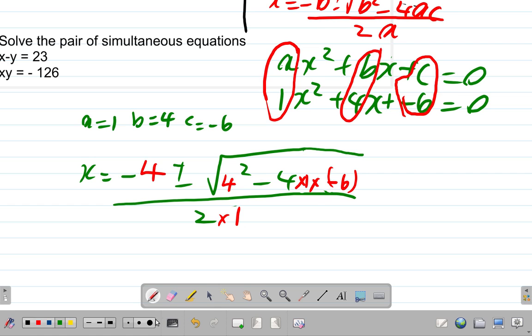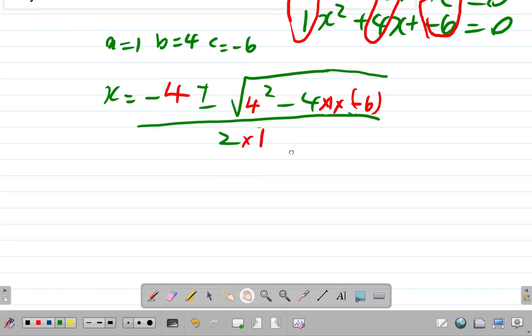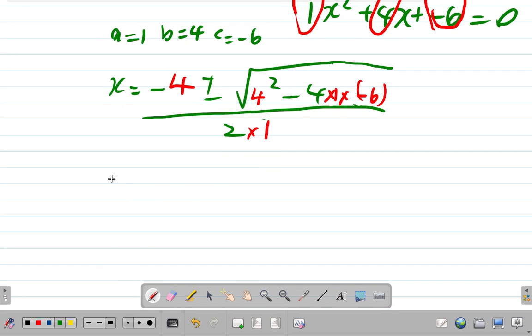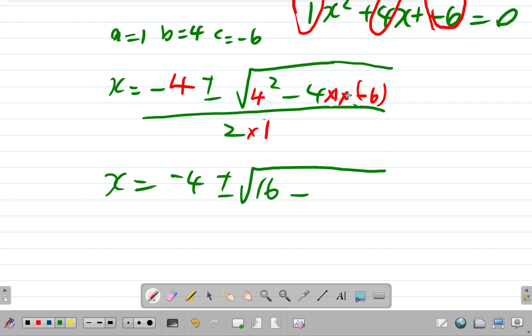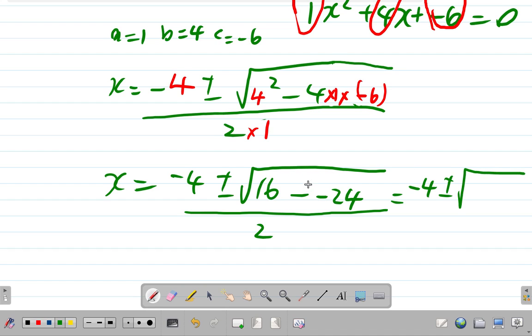So what happens here? X equals negative 4 plus or minus the square root of 4 squared is 16 minus 4 times 1, which is 4 times negative 6, is negative 24. So it's 16 minus negative 24 all over 2 times 1, 2. So what does this give you? Negative 4 plus or minus the square root of what? 16 minus negative 24 means the same as 16 plus 24. Alright? You have to remember that.